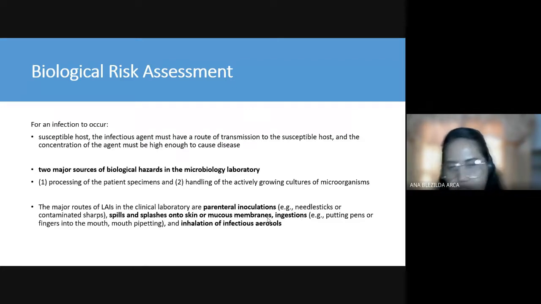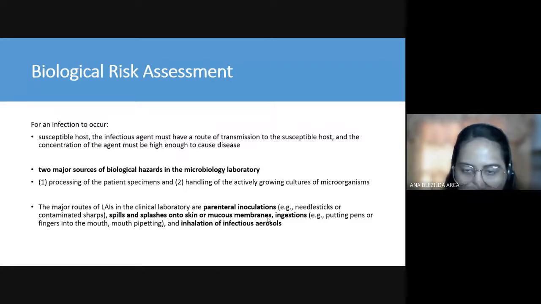Now, you have two major sources of biological hazard. It can be through processing of the patient specimen. For example, nag-process ka ng sputum ng pasyente with tuberculosis. Since may tuberculosis yon, possible na ma-expose ka sa tuberculosis. Another one is handling of actively growing microorganism. When you say actively growing culture of microorganism, ito yung mga microorganism na pinapatubo mo in the laboratory. So, pinaparami mo sila. Since dumadami sila, na-expose ka sa kanila.